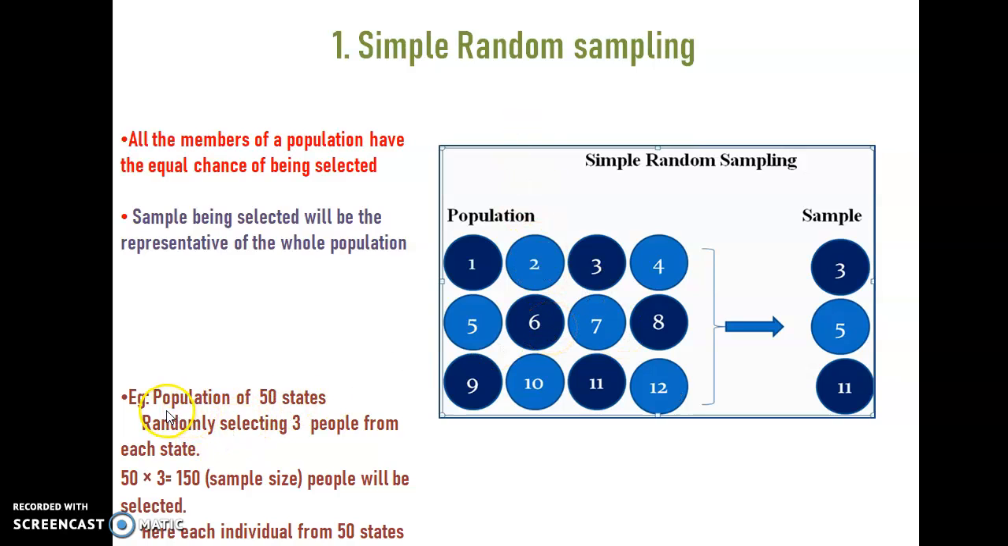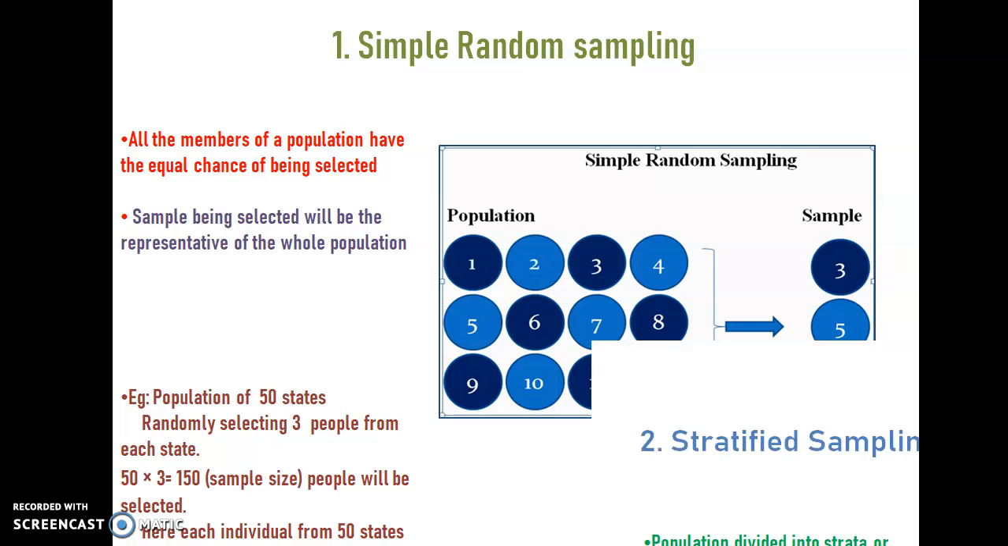And there is another example. We are considering a population of 50 states and we are randomly selecting 3 people from each state. So what will be the sample size? 50 into 3, that is 150. 150 individuals will be the sample size of the whole population of 50 states. And what is the peculiarity? Each individual has an equal chance of being selected.